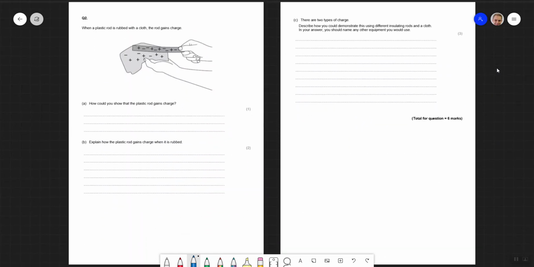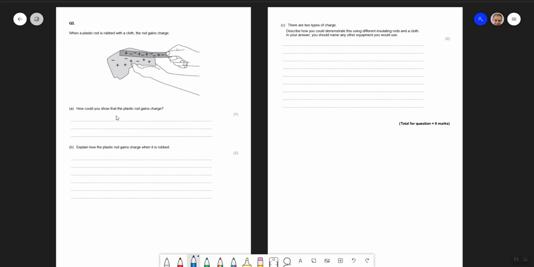Look at this one. Someone's rubbing a cloth with a plastic rod. How would you show the plastic rod gains charge? Anything to show attraction, literally any sort of thing. You could bring it near anything, and see if it shows attraction. A common one is, as you saw in the video, if you've got a stream of water and you bring a charged rod nearby, then the water deflects. So I would bring it near a stream of water and see deflection. Any sort of thing like that.